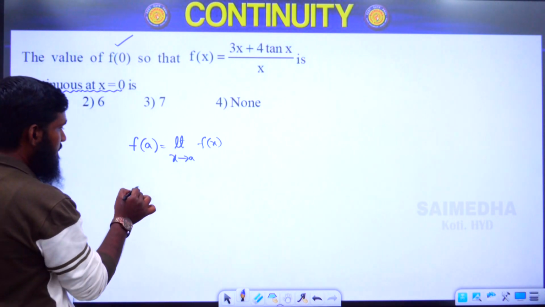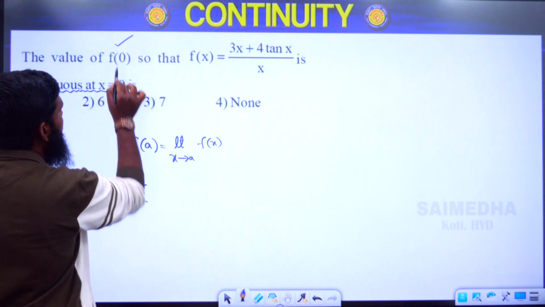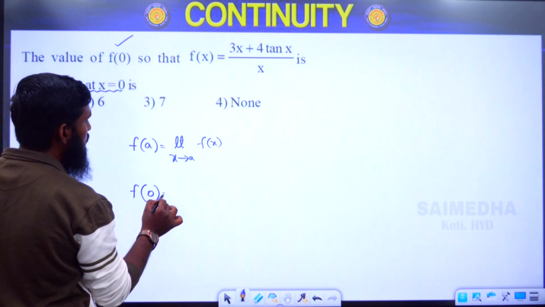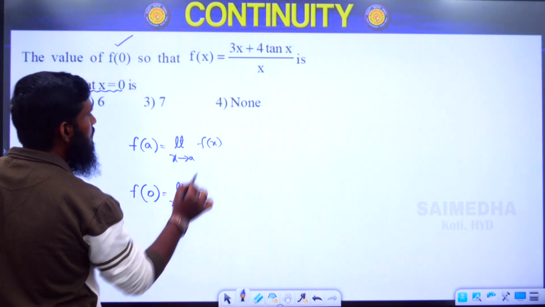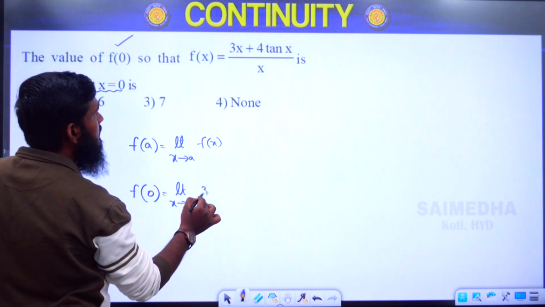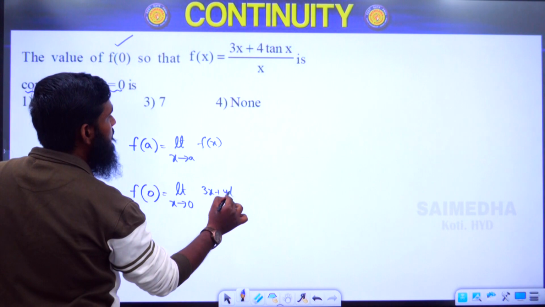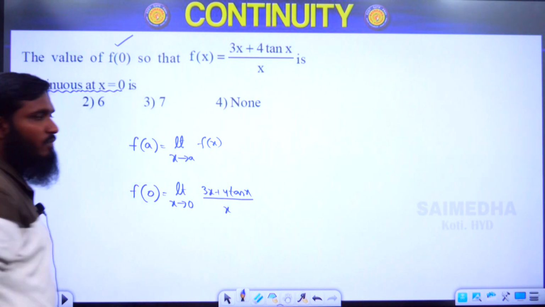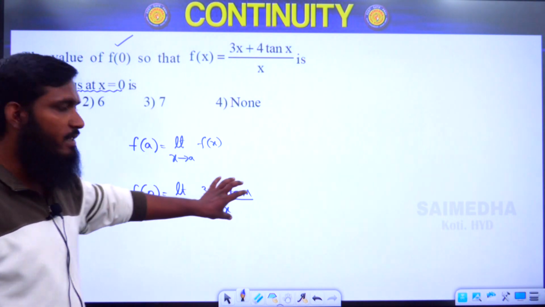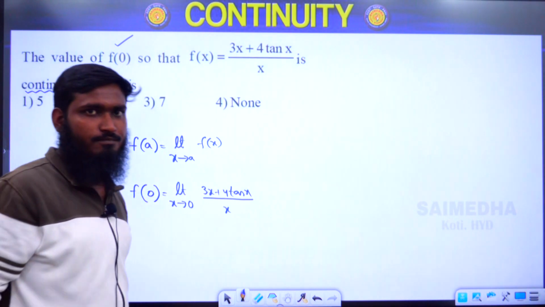So f of a means what we are having? F of which value we have to find? F of 0 value. F of 0 is equal to limit x tends to 0. What is f of x we are having now? 3x plus 4 tan x divided by x. Okay, this part we have taken. Now we have to apply the limit for this one. We will be getting the answer.